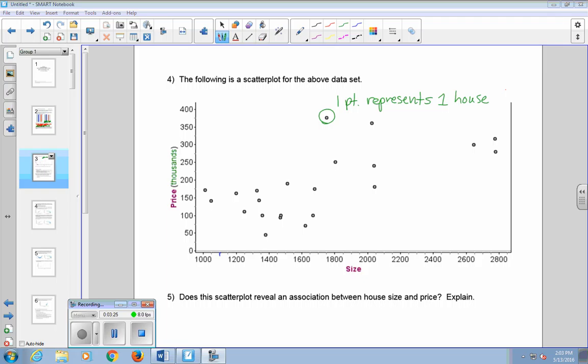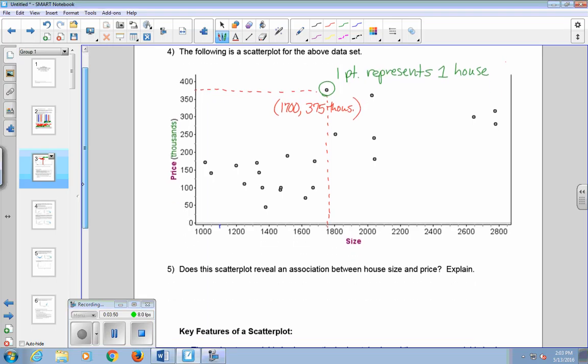I also want to point out to you that each point has two values that go with it. If I look at where it is relative to each axis, I'll find that this particular house has a size of around 1,700 square feet. It's hard to be exact given our scale. And its price looks like it's around $375,000.